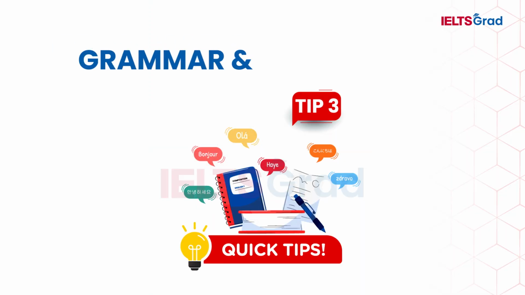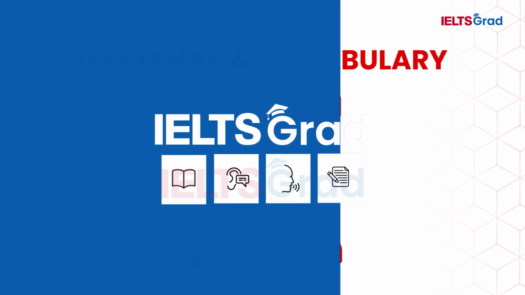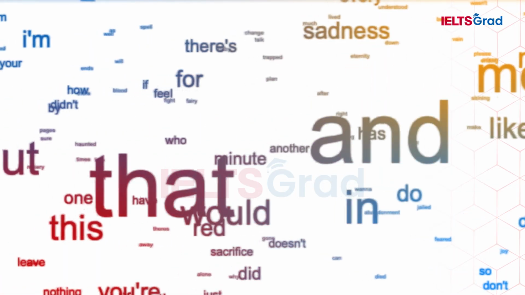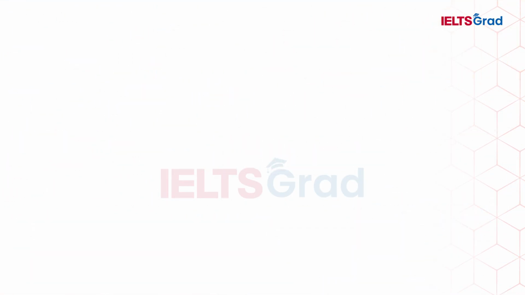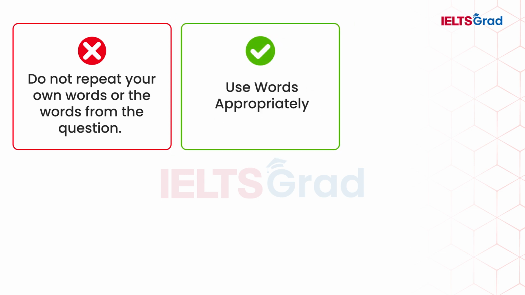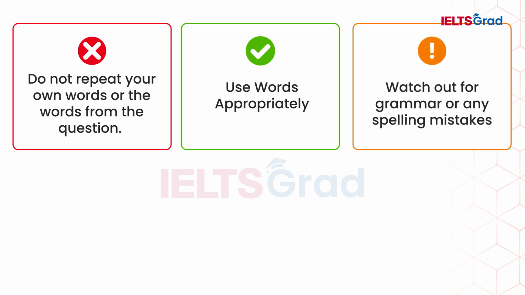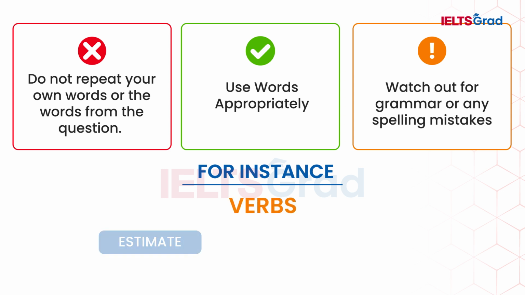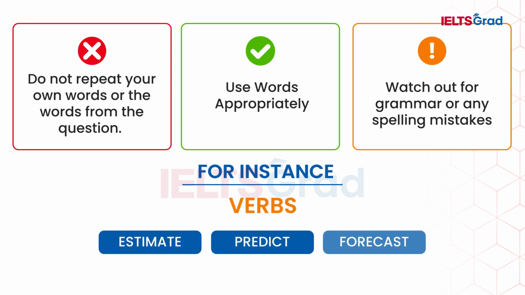Tip number 3. Grammar and vocabulary. To display a wide range of vocabulary, you must make sure not to simply repeat your words or the words from the question. You must use words appropriately. Watch out for grammar or any spelling mistakes. Take for instance, to describe future predictions, you can use verbs like estimate, predict, or forecast.